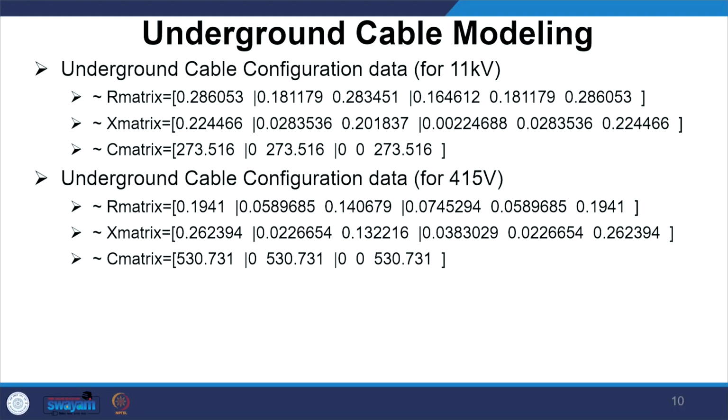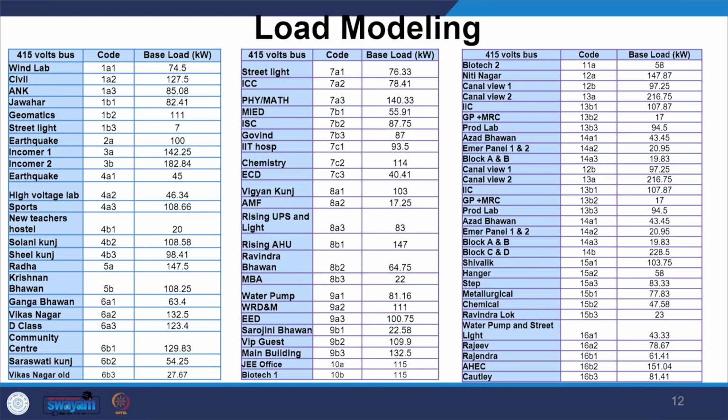Now, these are two segments, where one is for your 11 kV underground cables and the other for 415 volt underground cables. As you could see, the matrix for R, X and C, and similarly for 415 volt you can find R, X and C. So, this is basically a typical structure of the cables currently in operation at the IIT Roorkee campus. These are the line segment data for different bus to bus connections, and these are a bit of loads.